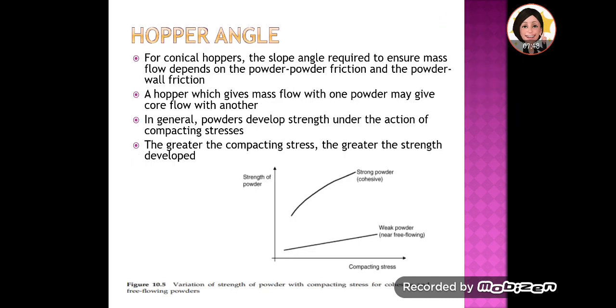Let's look into the second question, which is hopper angle. For a conical hopper, the slope angle required to ensure mass flow depends on powder-powder friction and powder-wall friction. So a hopper which gives mass flow with one powder may give core flow with another.